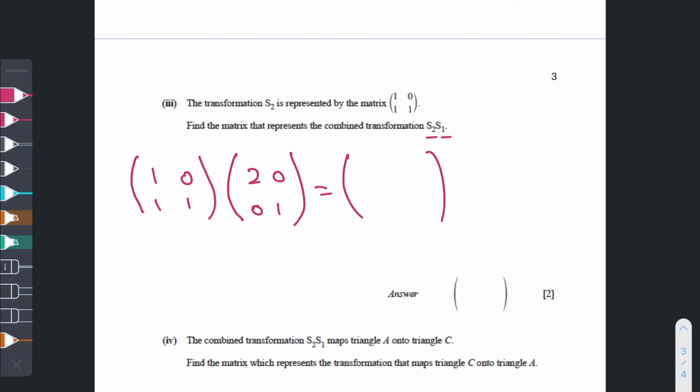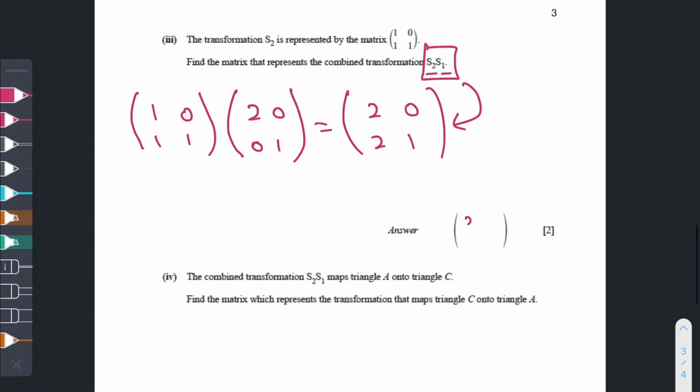So 2 times 1 is 2. And then, of course, you get a 0 over here. And then simply 1 times 2 is 2. 1 times 0 is 0. So you do nothing with that. And 1 times 1 is 1. So your transformation matrix S2, S1 is 2, 0, 2, 1. So you write 2, 0, 2, 1 over here.